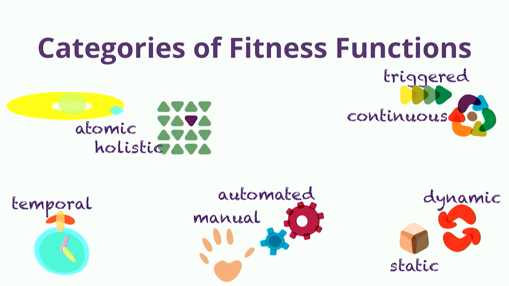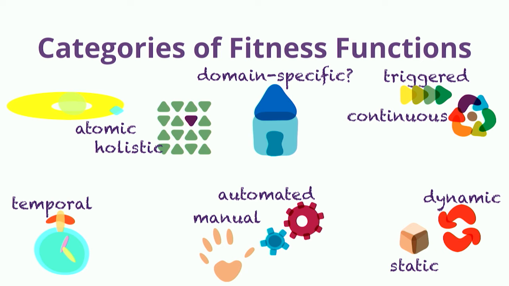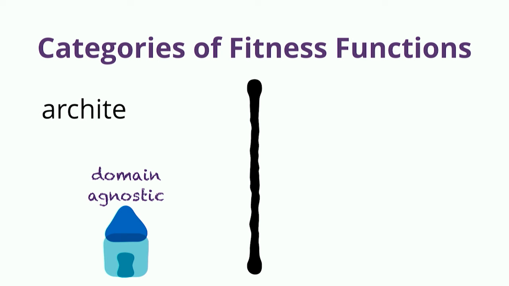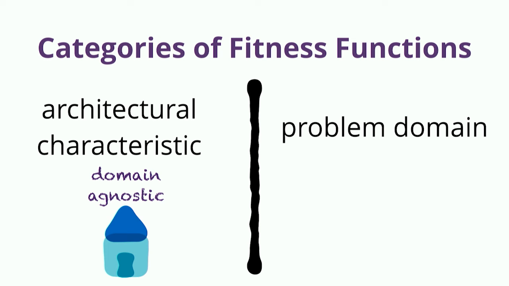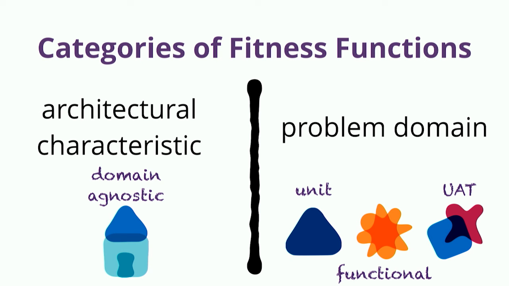One question we get is, is there any such thing as domain-specific fitness functions? And you'll notice here there's a heavy overlap between this idea of fitness functions and the kind of traditional unit, functional, and user acceptance testing that we see in the agile development world. And there's a really good way to determine which is which here, because there is a distinction between these. Architecture fitness functions are designed to check architectural characteristics.